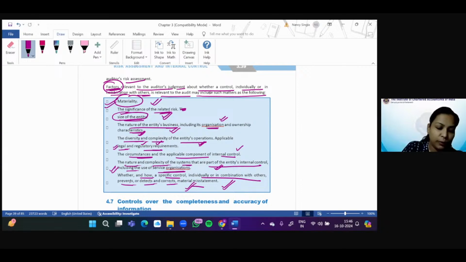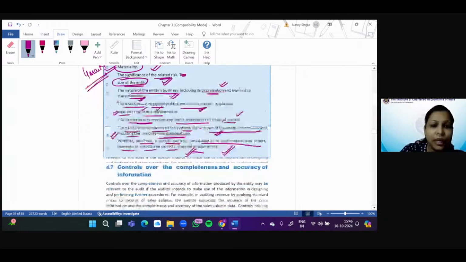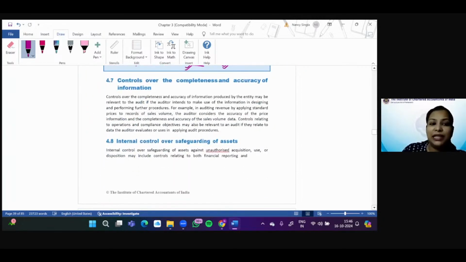You can always get a 4-mark question: what are the factors the auditor needs to consider in order to see whether a control is relevant to audit or not, right? So is it clear? Now, controls over completeness and accuracy of information. So whether these are relevant to the auditor or not. See, whether the information is complete, whether the information is accurate.